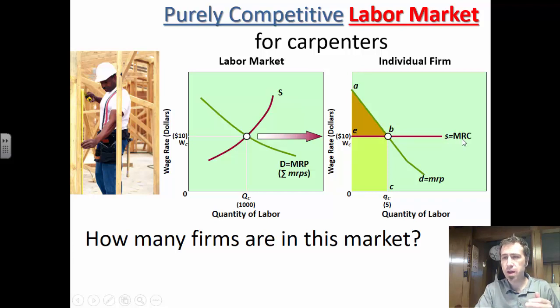That's also their MRC curve. And so because the MRC or the supply curve intersects the demand, also known as the MRP curve, at 5, that's how many workers they hire. So the question at the bottom of the screen says, how many firms are in this market? And it's a purely competitive labor market. The answer is, well, you take 1,000, divide by 5, and you should get 200. So 200 firms, exactly the same, hiring 5 workers, are in this market.